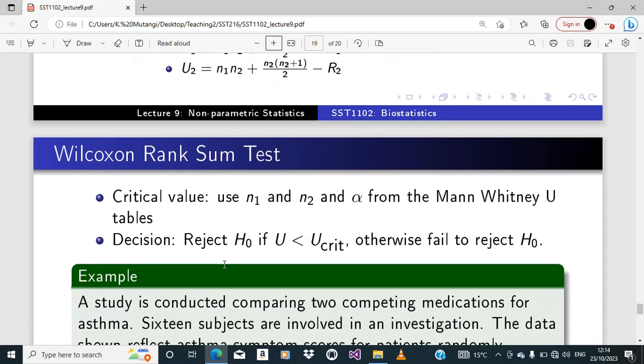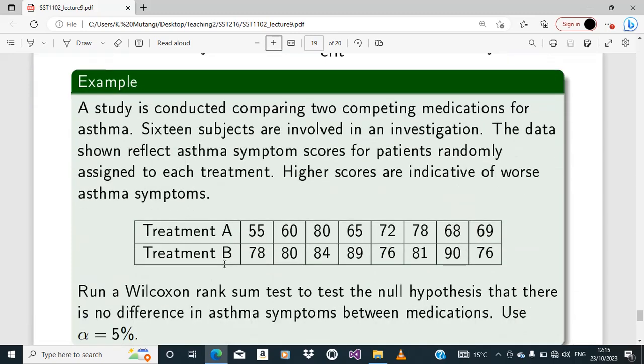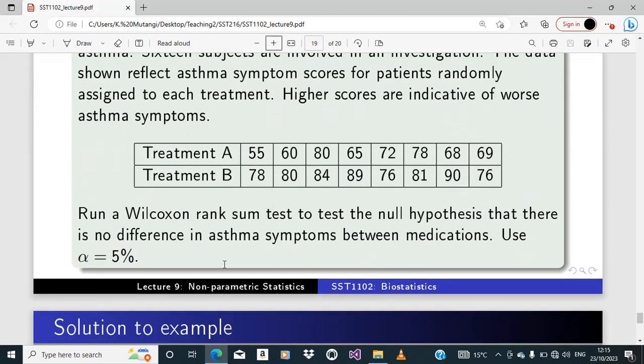The critical values can be found using both N1 and N2 as well as the level of significance given. And you are using the Mann-Whitney U tables. That's what you have to use. In this particular case, you reject H0 if U is less than U critical. I think everyone can easily follow the example that follows there.